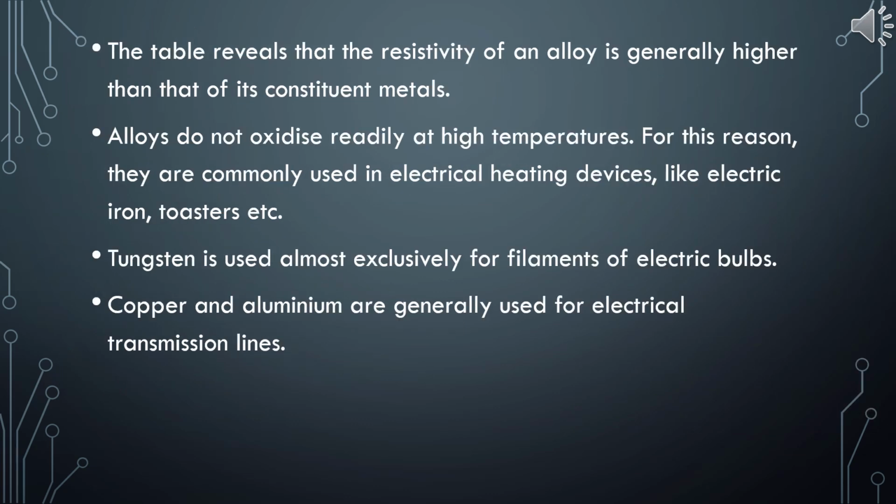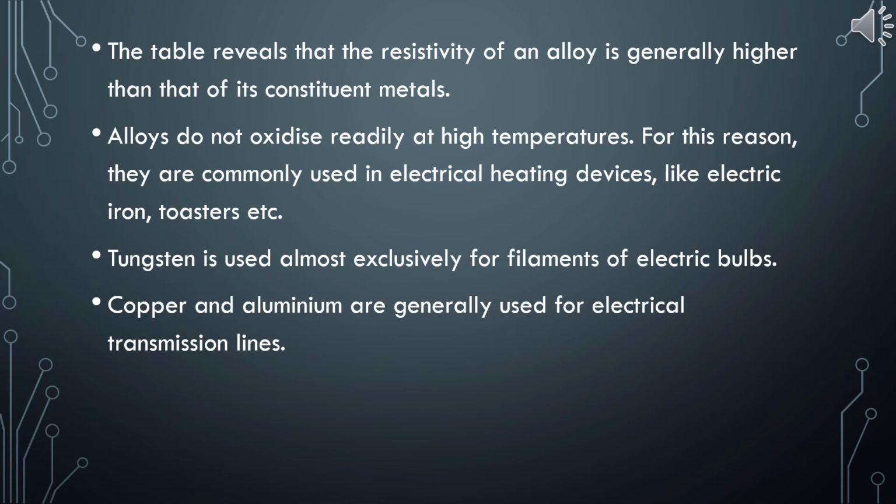Have you observed the table clearly, children? The table reveals that the resistivity of an alloy is generally higher than that of its constituent metals. Because of their high resistivity, alloys are very special and they do not oxidize readily at high temperature. For this reason, they are commonly used in electrical heating devices like electric iron, toaster, etc.